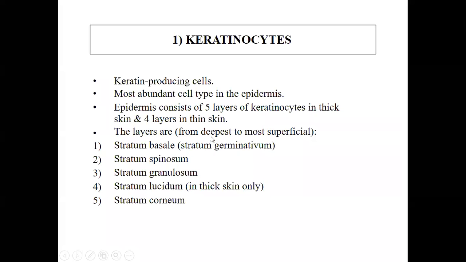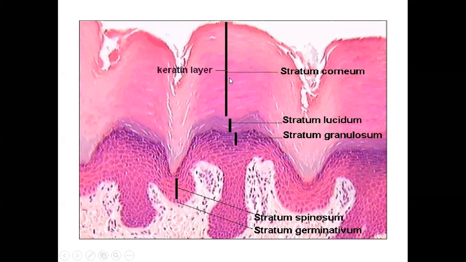The layers are, from the deepest to the most superficial: the deepest layer is the stratum basale, or the other name for the stratum basale is stratum germinativum. And then we have the stratum spinosum, stratum granulosum, and stratum lucidum. This stratum lucidum is only present in thick skin. And then the most superficial layer is stratum corneum. So you can see here, these are the 5 layers of the epidermis: stratum germinativum, stratum spinosum, stratum granulosum, stratum lucidum, and stratum corneum.